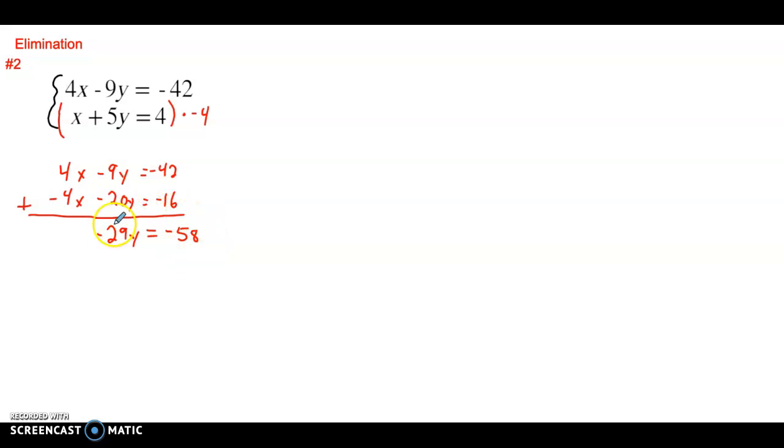Here's our goal. We've got one equation, one variable, so we can solve for it. So divide by -29, oh, convenient. y is 2. Again, our answer is a coordinate, x comma y. We got the y value first this time, no big deal. We're missing the x value.